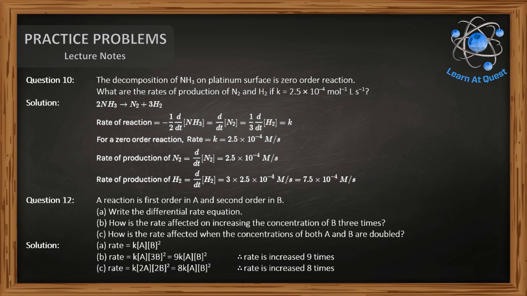So let us replace concentration of B in the rate equation by 3B. When we do that, we find that the rate of the reaction is now increased 9 times, as it is 9 multiplied by K multiplied by A multiplied by B square. In the C subpart, concentration of both A and B are doubled. So let us substitute 2A in place of A and 2B in place of B in the rate equation. We find that the rate is increased by 8 times in this case.